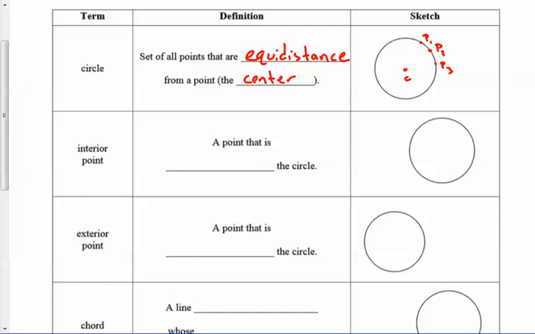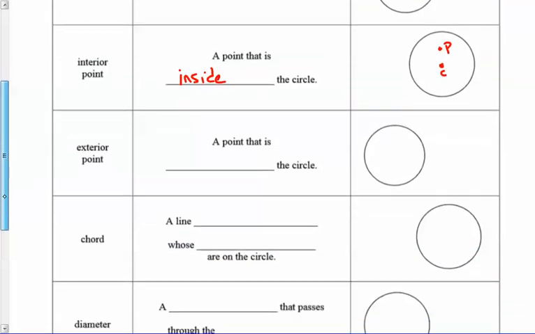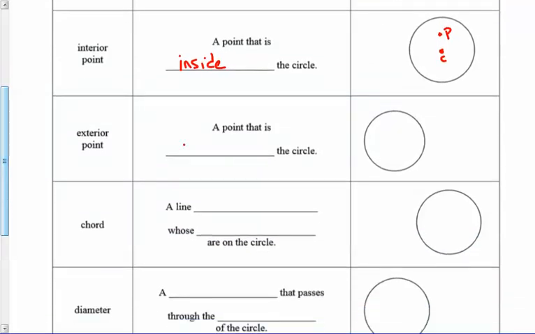An interior point is a point that is inside of the circle. So again, our center point is an interior point, but any point that's inside is also called an interior point. All right? An exterior point is a point that is on the outside of the circle. Again, there's my center, and there's my point on the outside. That's an exterior point.